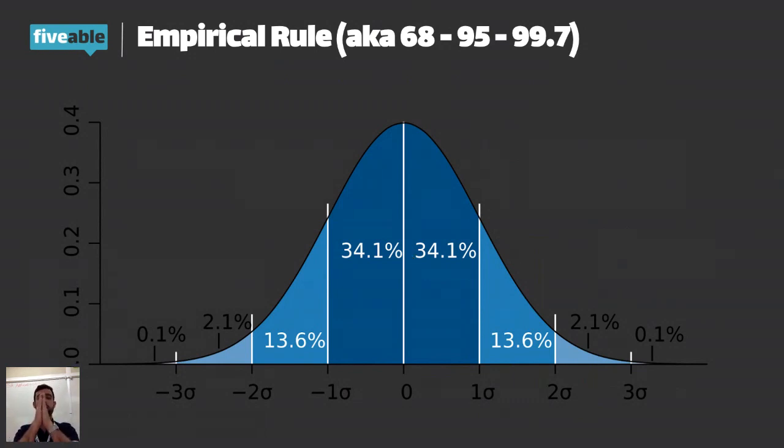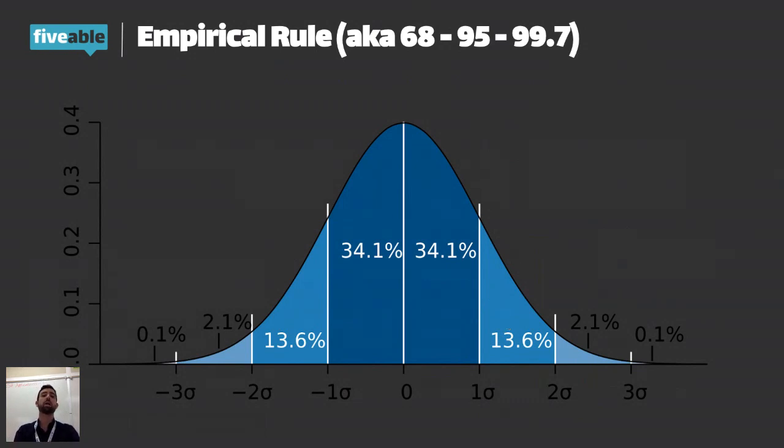So again, since we're going in each direction, one way is going to be about 34%, and the other side is going to be 34%, which gives you about 68% of the data. That's the middle 68% of the data. If you go out another standard deviation, you're going to cover 95% of the data. So we had 68 when we did this. Then when you go out another standard deviation, you cover 13.6 on this side and 13.6 on this side, which leaves us with very little data left.